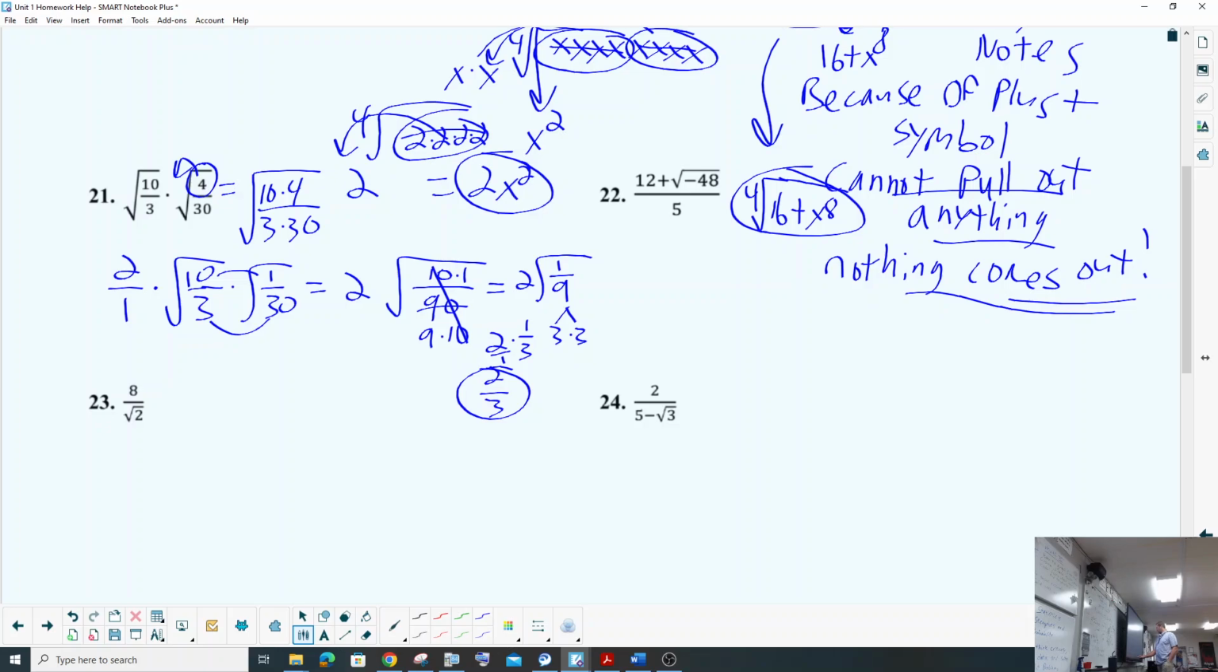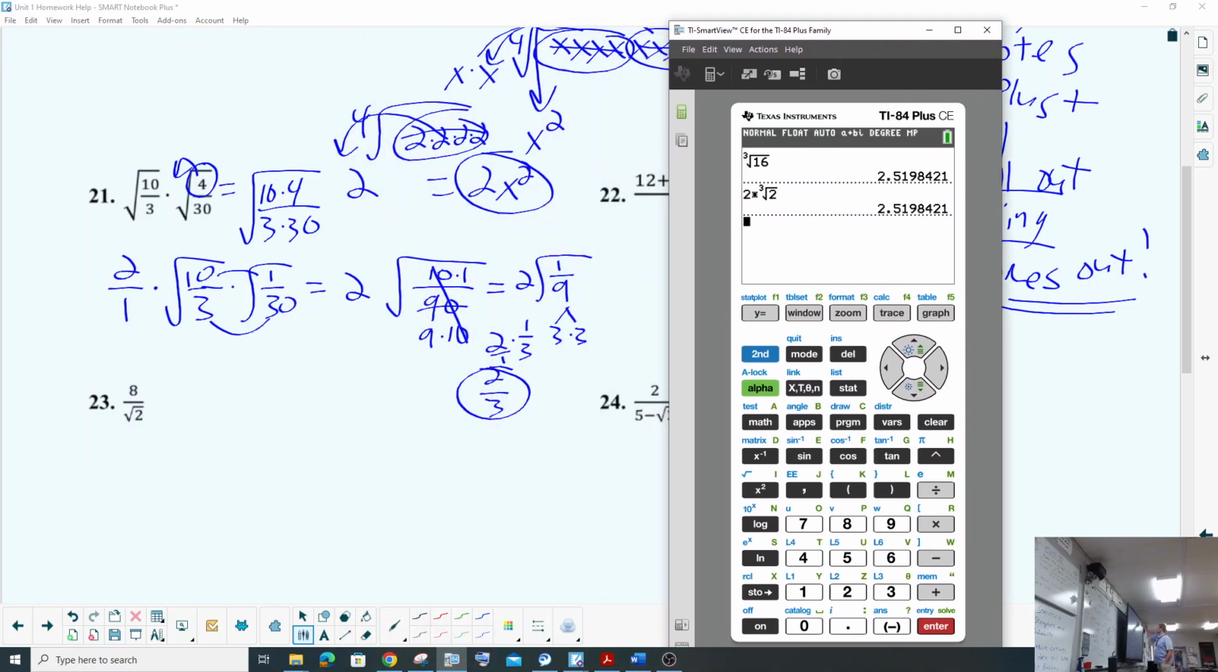And if you're not sure, we can double check with our calculator. So we're going to go ahead and do the square root of 10 divided by 3, right arrow, times the square root of 4 divided by 30. Check your answer. Yeah, guess what that is? 2/3. We did it right.